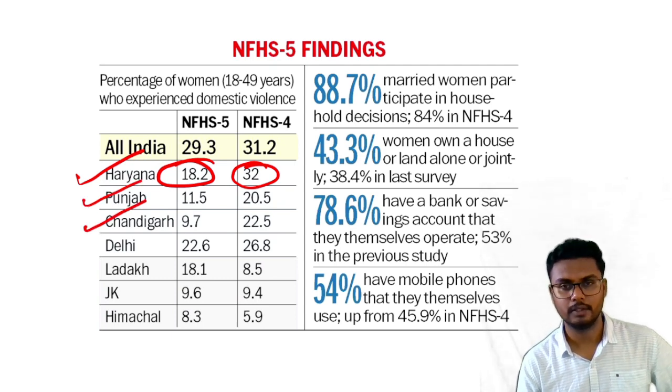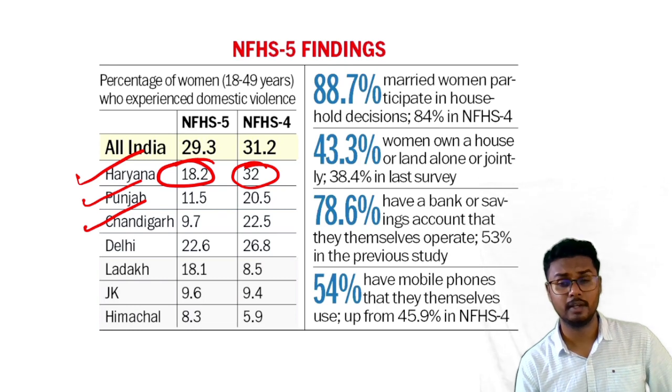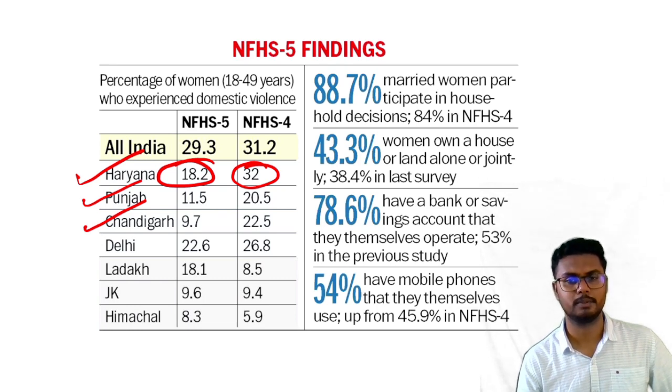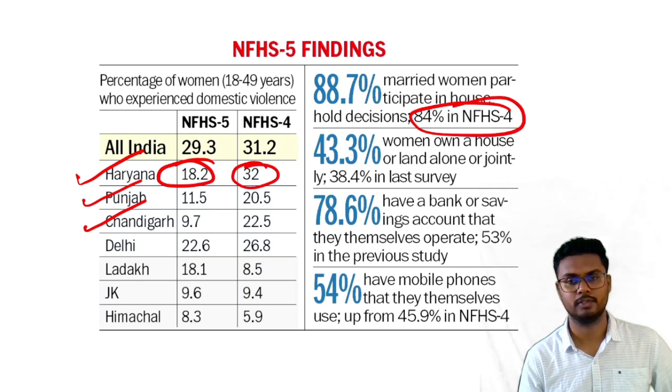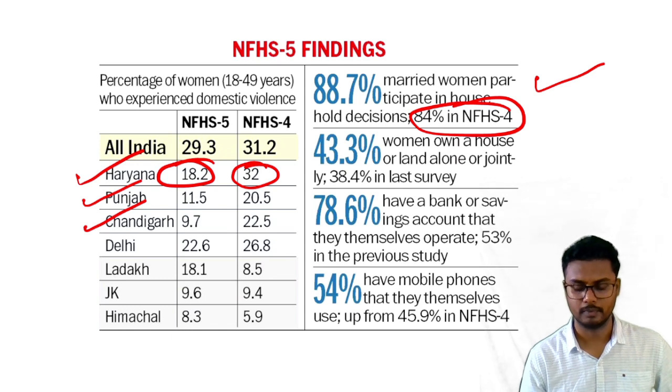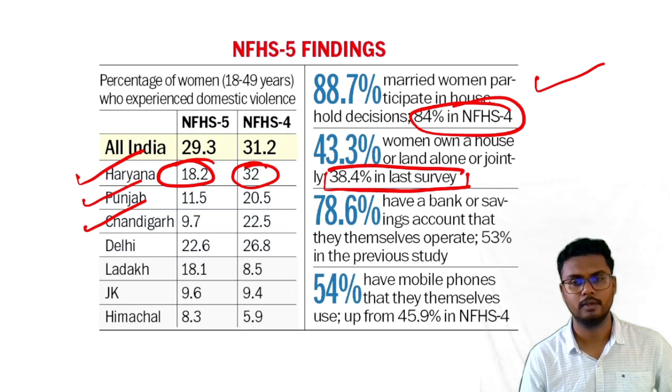Alright. The findings of the survey say that nearly 88.7% of married women participate in household decisions. It was 84% in NFHS 4. So prominence is being given to women in day-to-day activities. And apart from that, 43.3% of women own a house or land alone or jointly. It was 38.4% in the previous survey.